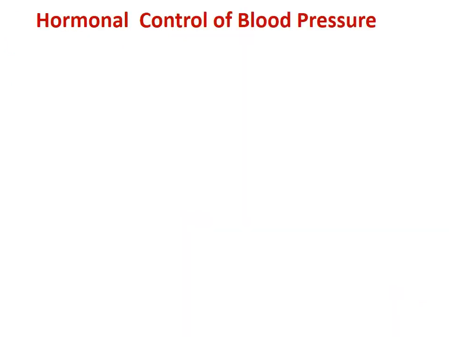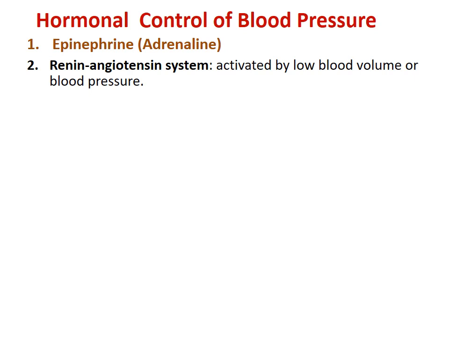Now we will look at the hormonal control of the blood pressure. Epinephrine or adrenaline. You may have already seen about this hormone, which is one of the important hormones released from the adrenal medulla, the inner part of the adrenal gland. Renin-angiotensin system is activated by low blood volume or low blood pressure. So here in the previous slide also we have seen when the blood volume is low or when the blood pressure is low, that small amount of blood which is reaching the kidney is capable of activating the renin-angiotensin system.